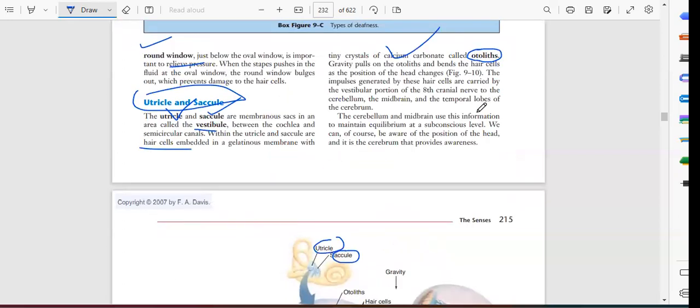So what will happen whenever you change the position of the head? Whatever impulses are generated, these hair cells will take and give to the eighth cranial nerve, and from the eighth cranial nerve to the cerebellum, the midbrain, and the temporal lobe of the cerebrum. The temporal lobe of the cerebrum is related to hearing. Cerebellum and midbrain are related to equilibrium. This is a very important thing you have to remember.